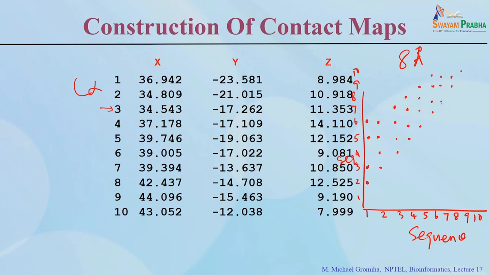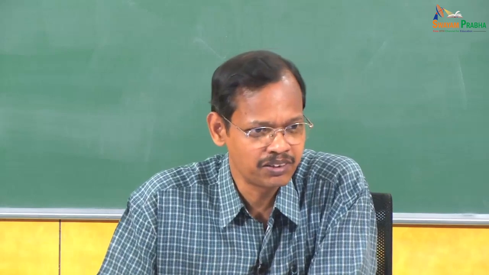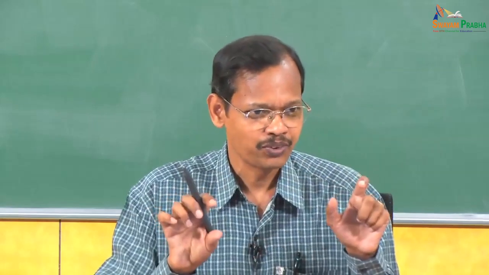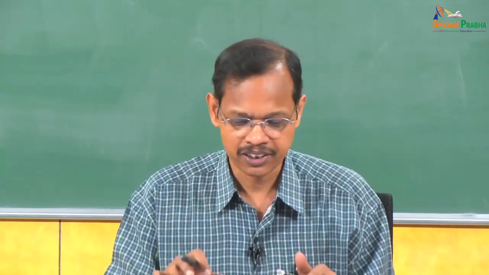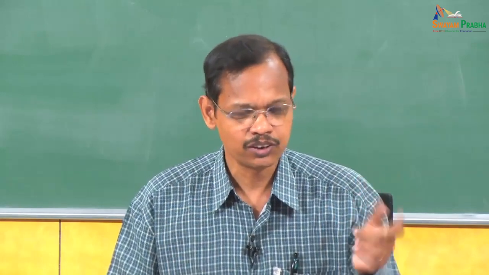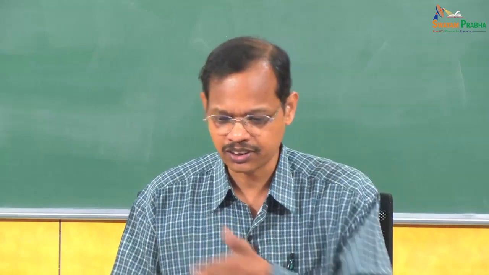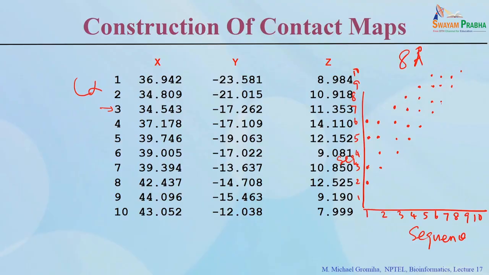So will we get a symmetric matrix or a non-symmetric matrix? We'll get a symmetric matrix. Why is it symmetric? We haven't drawn the other half, because if 2 and 3 are in contact, then 3 and 2 are also in contact, not like the amino acid sequence, where you talk about neighboring residues and you do not get a symmetric matrix. But here, if 2 residues are in contact, 2 and 3 in contact, then 3 and 2 are also in contact. So here you can see the diagonal.